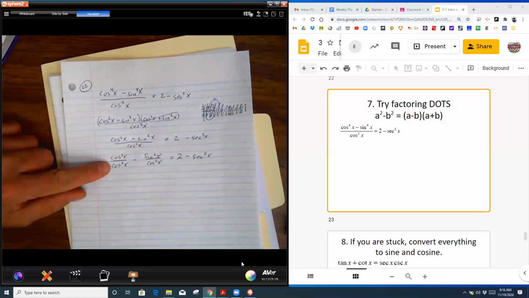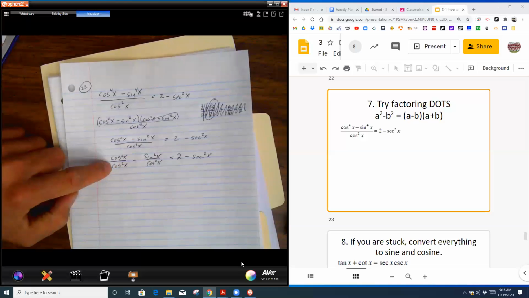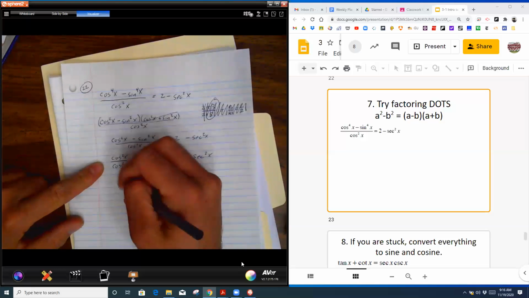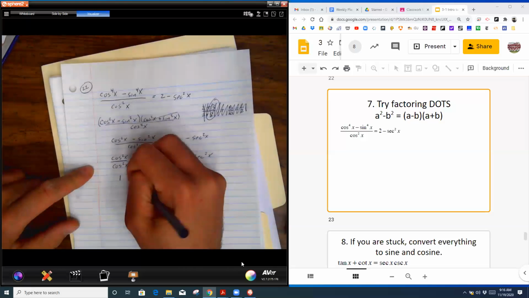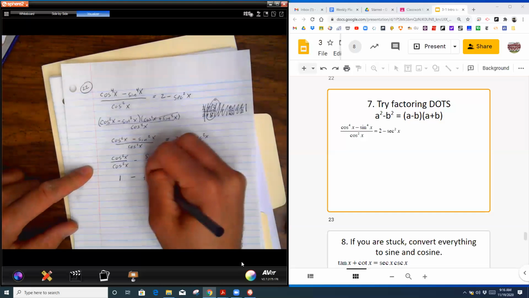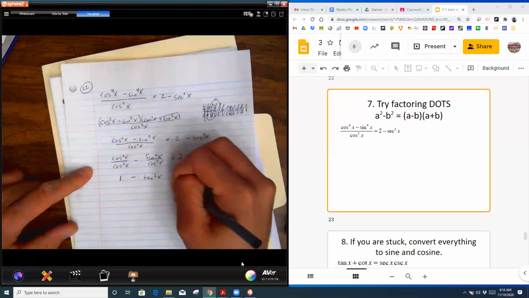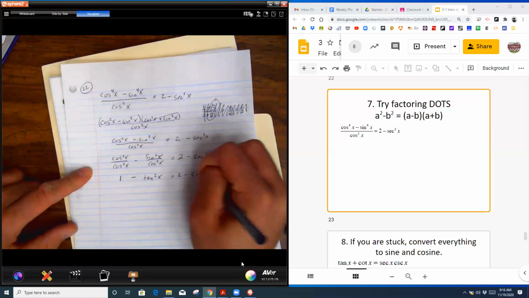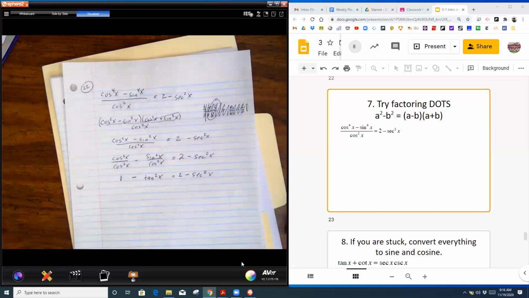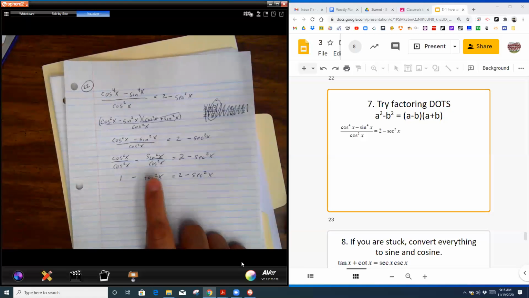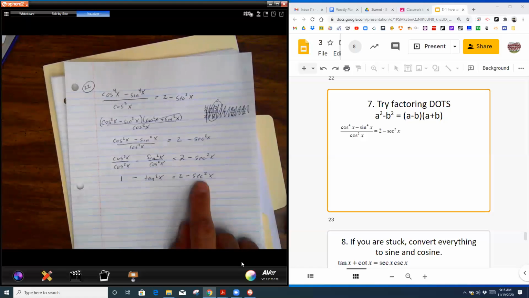So now we could simplify these. We could rewrite cosine squared over cosine squared as 1 and sine squared over cosine squared as tangent squared. And it's starting to look more like this. It's a little different. But again, when you have trig functions that are squared, look for Pythagorean identities. So now what I would do is try to express tangent in terms of secant.